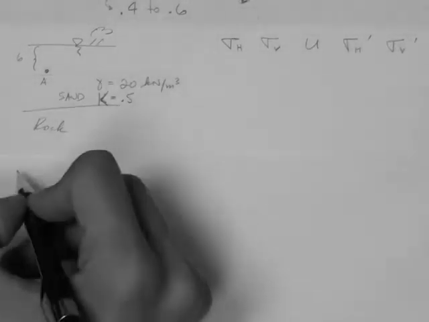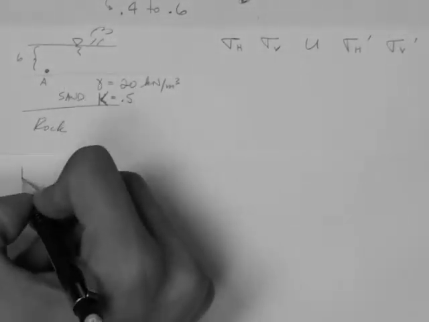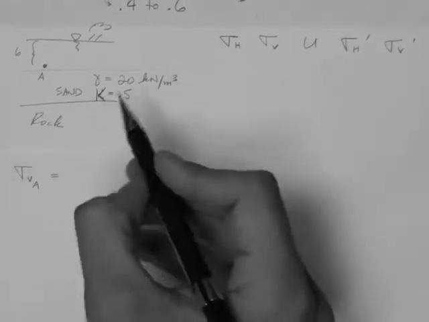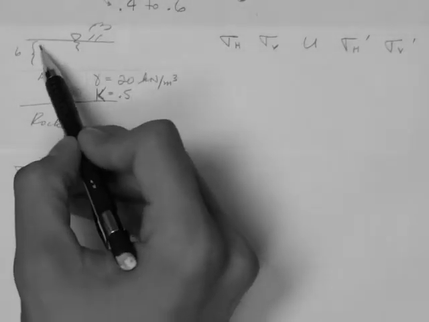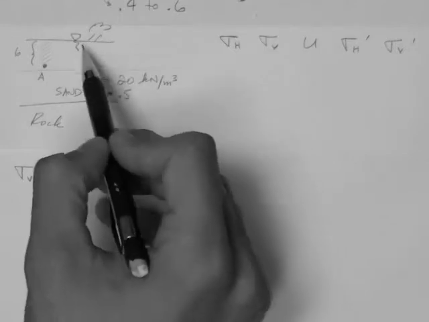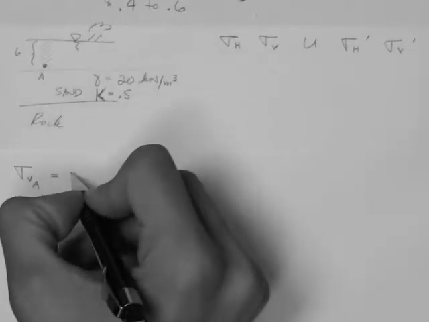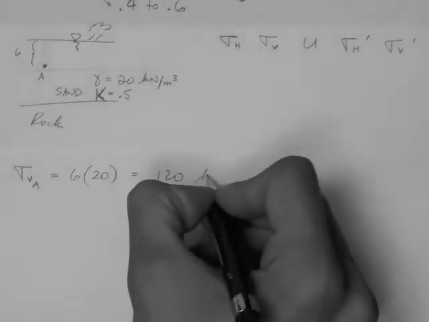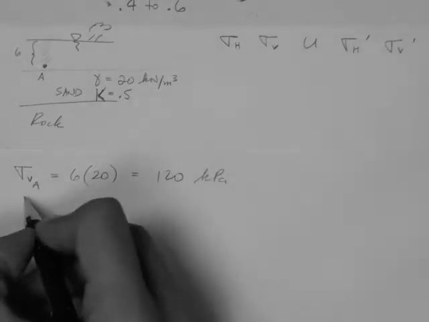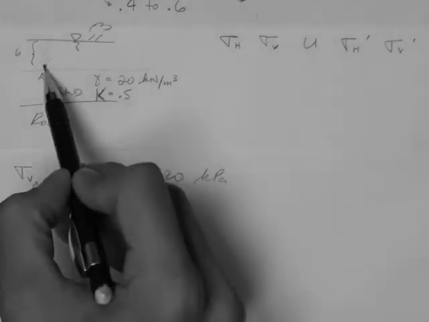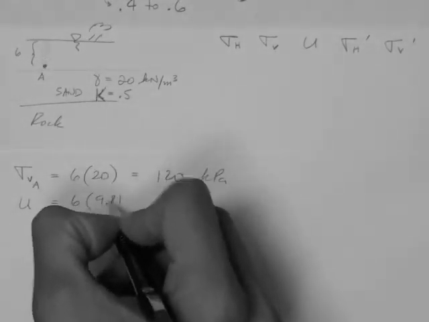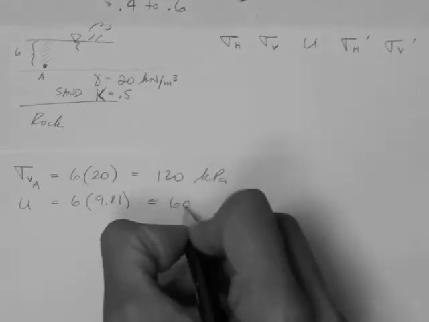We begin with the calculation of sigma V. So here's point A. The vertical total stress at point A is equal to what? Here's the point. There's 6 meters of saturated soil above the point. So 6 times 20, 120 kPa. Alright? U. Here's the point. There's 6 meters of water above the point. 6 meters of water. This is about 60.